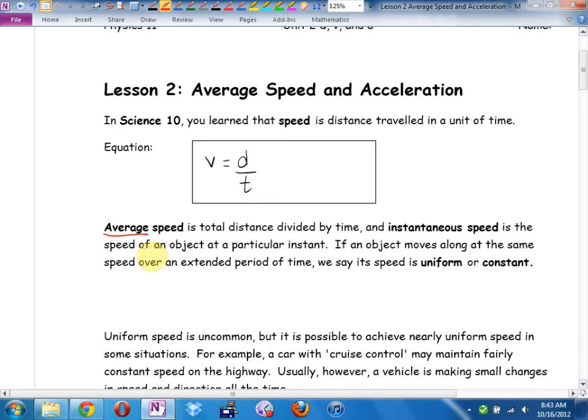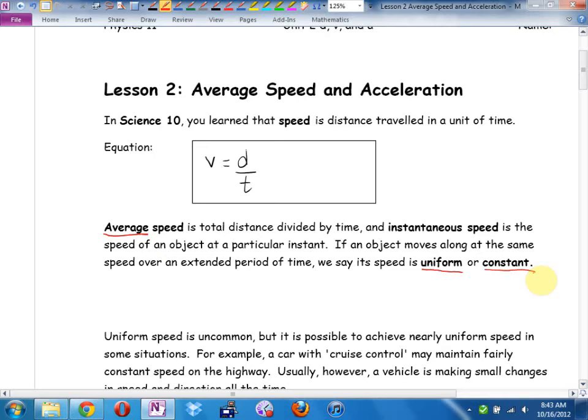If an object moves along at the same speed over an extended period of time, we say that its speed is uniform or constant. We say that it's moving at a constant speed or a uniform speed. If you're on the freeway and there's no traffic and you're doing 100 kilometers per hour from Chilliwack to Vancouver, we would say you're traveling at a constant speed.